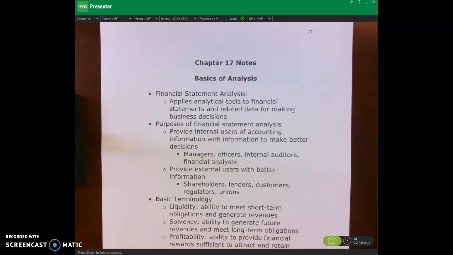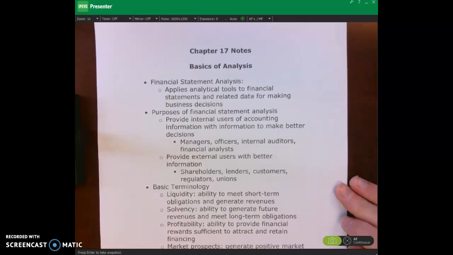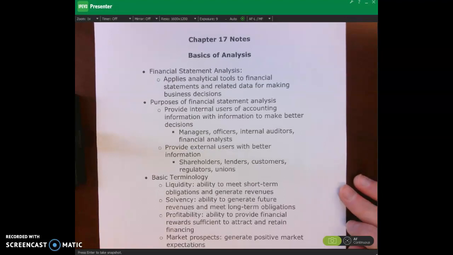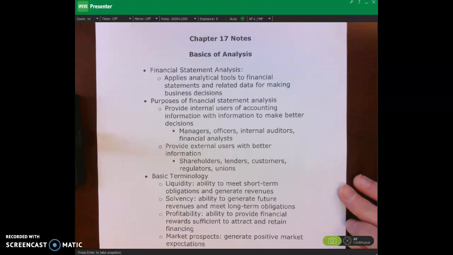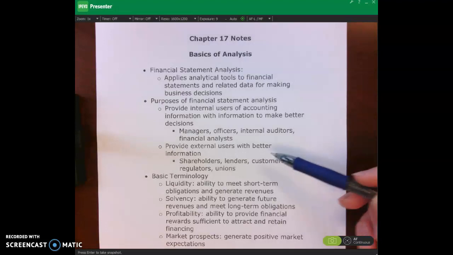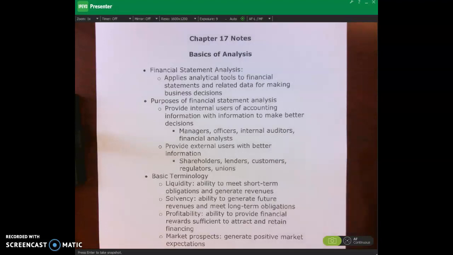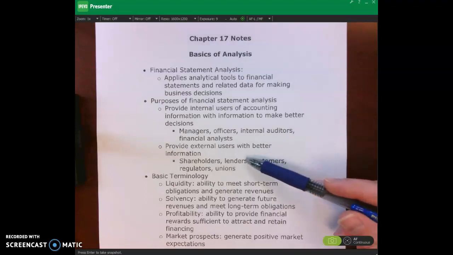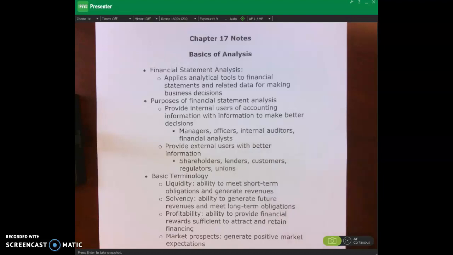So when we talk about financial statement analysis, some of the purposes would be to provide internal users better information to make decisions, and also to provide external users with information. So, for example, in terms of a creditor, if we want to borrow money, a bank is going to go through and look at our financial statements and calculate a series of ratios.